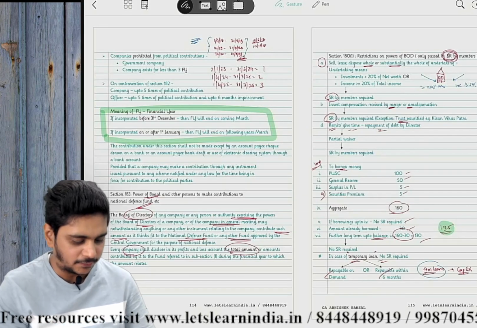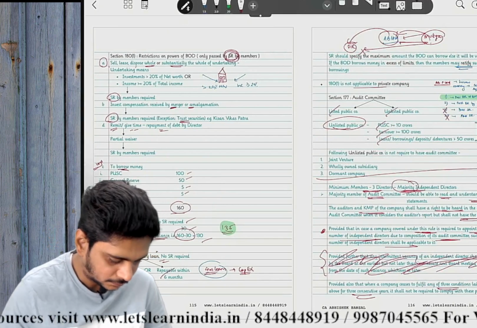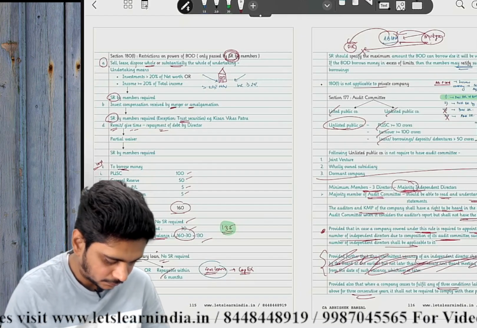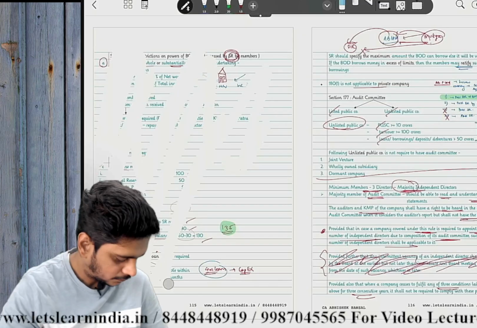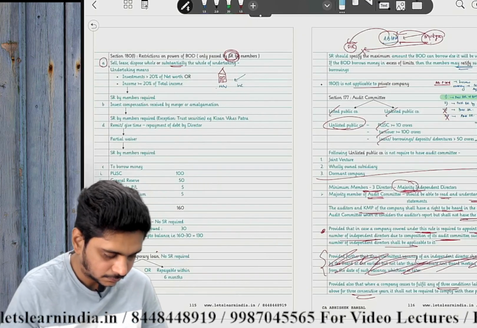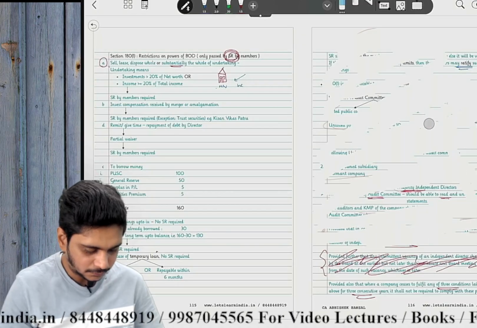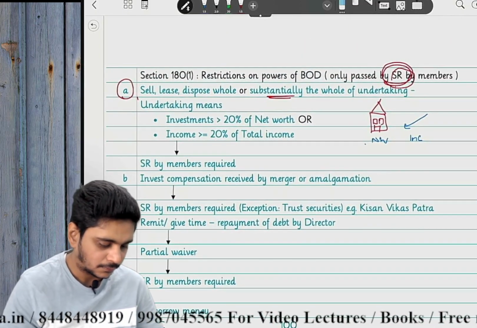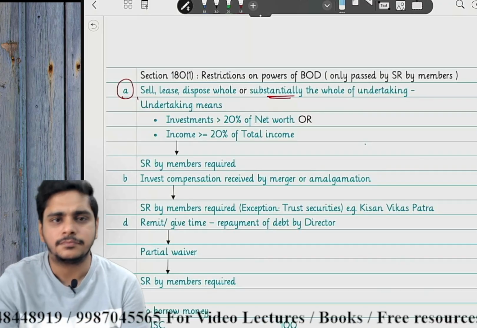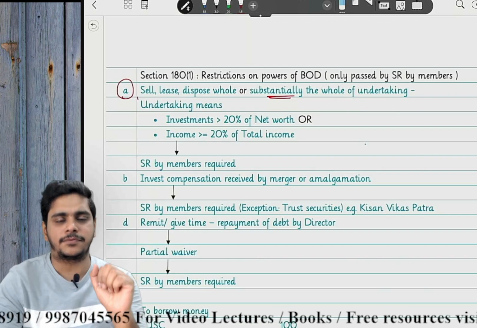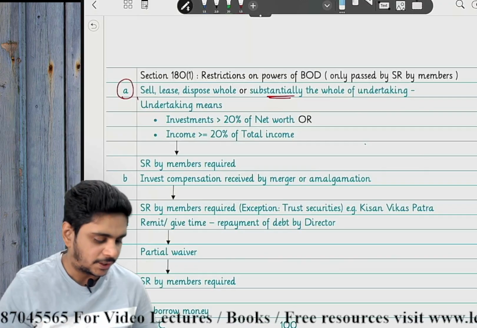Now we are in section 180. Now see, if you remember section 179, powers of board, 14 powers were there. 11 were in the section, 3 were in the rules. 11 in the section, 3 in the rules, correct? Now we are in section 180.